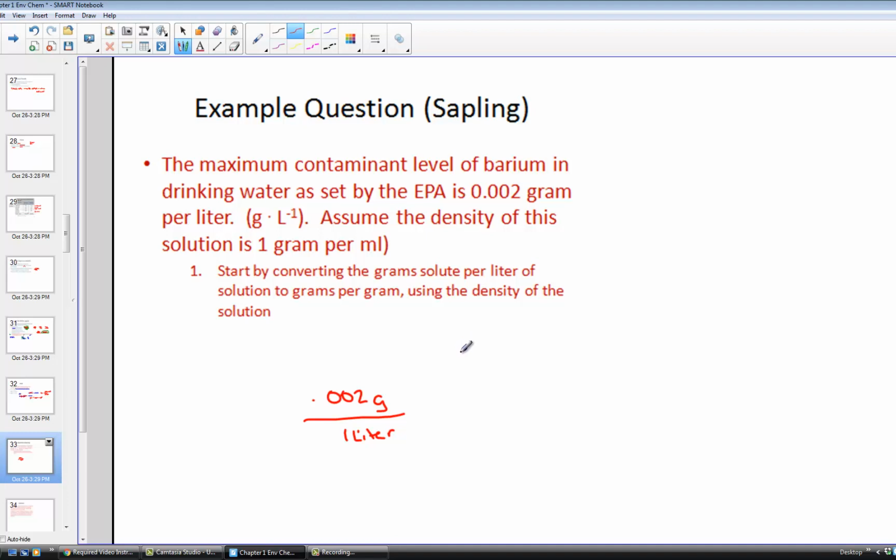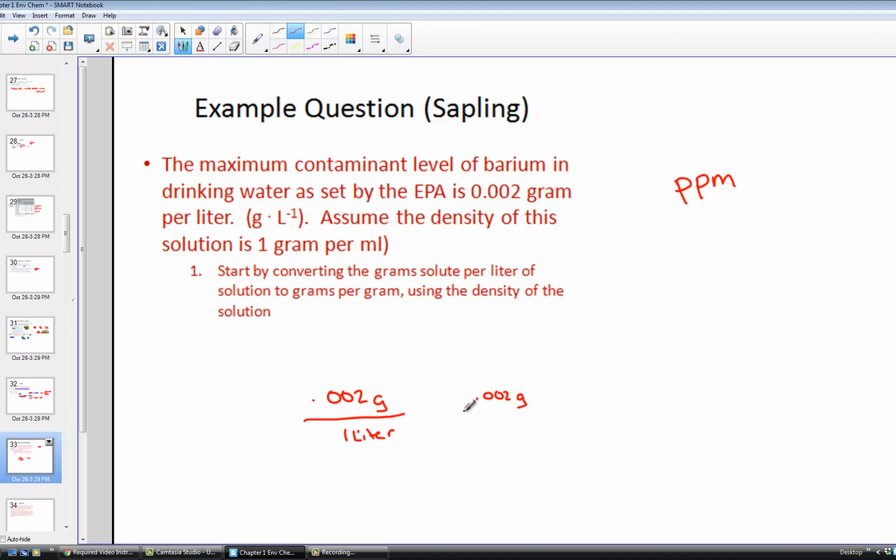Start by converting the grams per liter of solution to grams per gram using the density of the solution. And what we want to do is figure out parts per million. I forgot to ask the actual question: convert that into parts per million. So here's what we're saying.